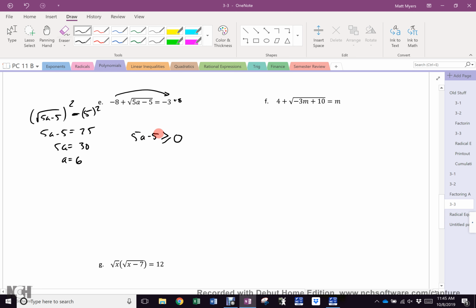If you don't remember how to do inequalities, I've asked every time I've done this, how many people need me to go over inequalities? And nobody has put their hand up. So I'm going to try again. How many people need me to go over inequalities?